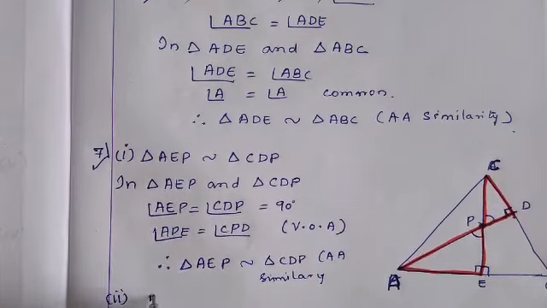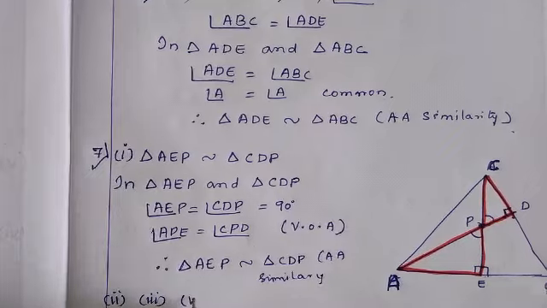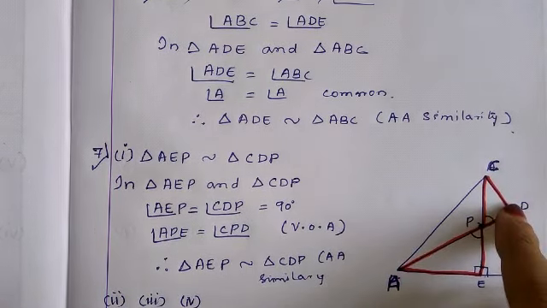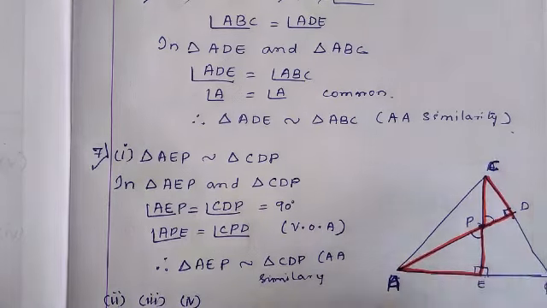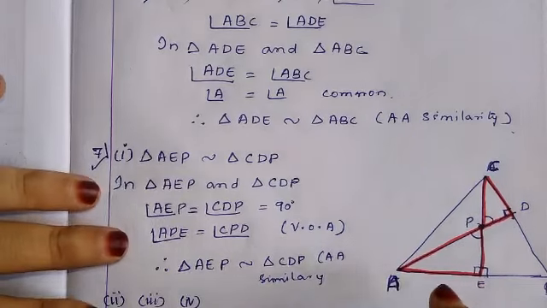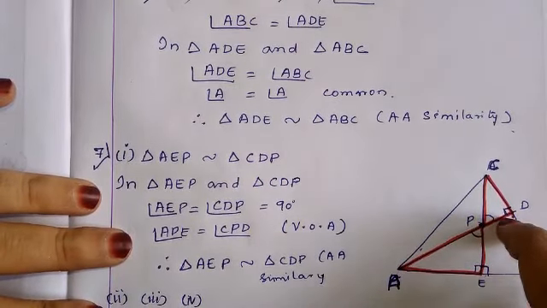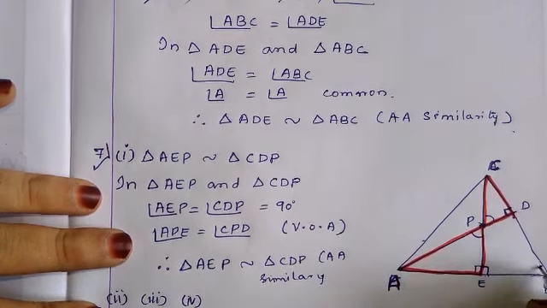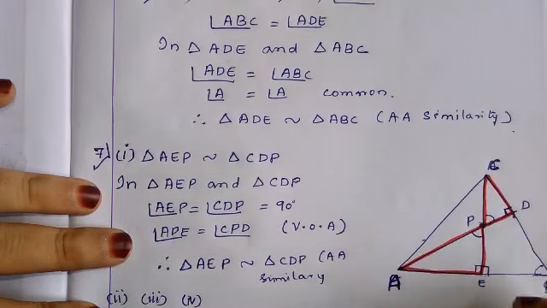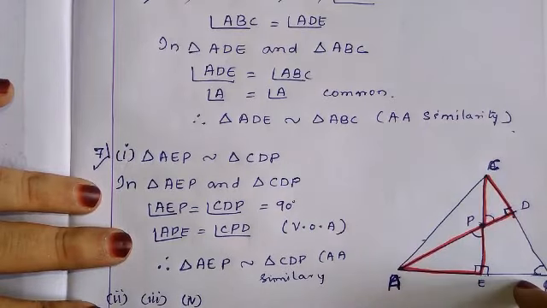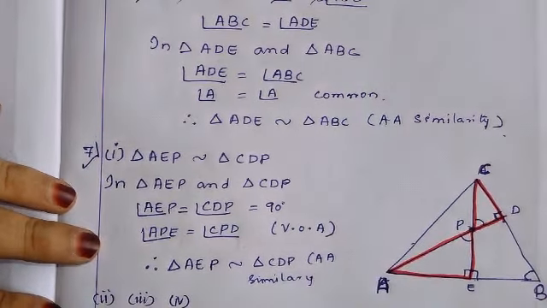Second, third, and fourth are exactly the same. For example, I'll show you the second one directly. ABD, they have told ABD should be similar to CBE. Okay, this triangle and this triangle should be similar. We can see here angle D is 90 degrees, angle E is 90 degrees, and in ABD, angle B is common, and in ECB, angle B is common. One common, one 90 degrees. Therefore, these two triangles are similar. We can easily find out.